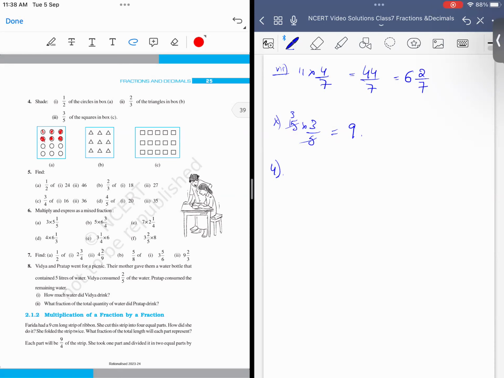Next, 2/3 of the triangles. Now, first of all, count it. How many triangles? In total, 9 triangles are there. So 2/3 of it will be 6. So again, shade 6 triangles. Okay.